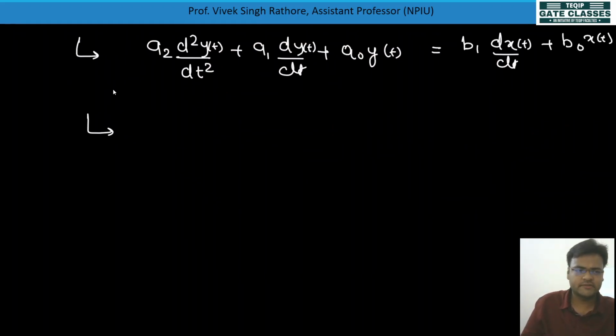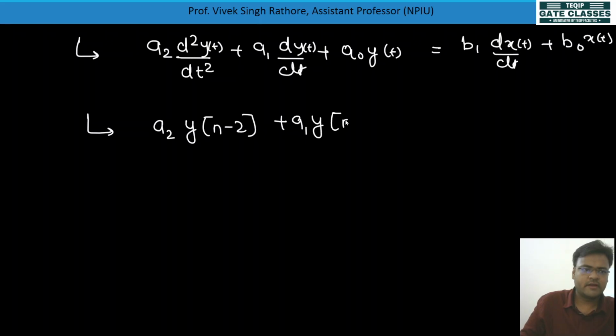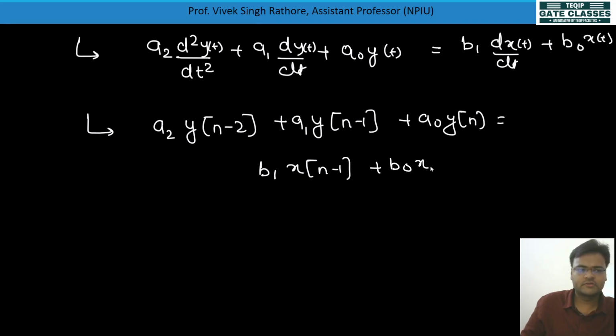The difference between the two is that a differential equation is written in the continuous time domain and a difference equation is written in the discrete time domain. So in the same way we can write here: a2 y(n-2) plus a1 y(n-1) plus a0 y(n) is equal to b1 x(n-1) plus b0 x(n). This is the difference equation.